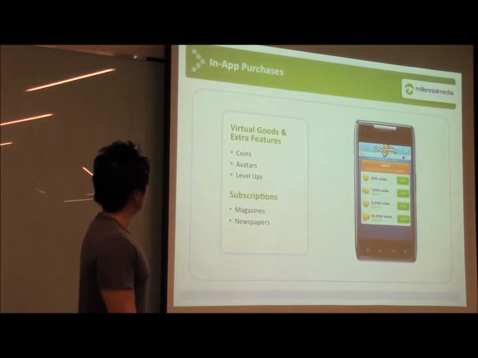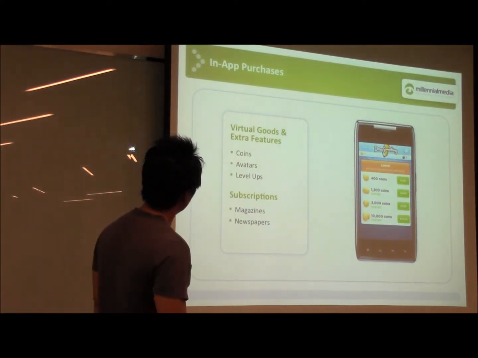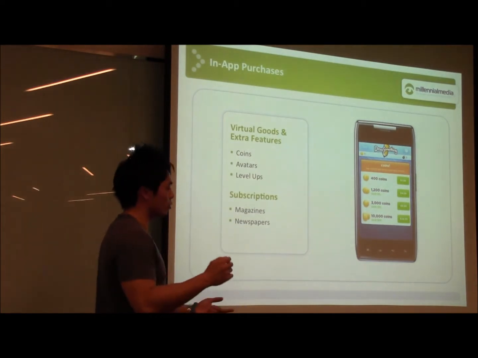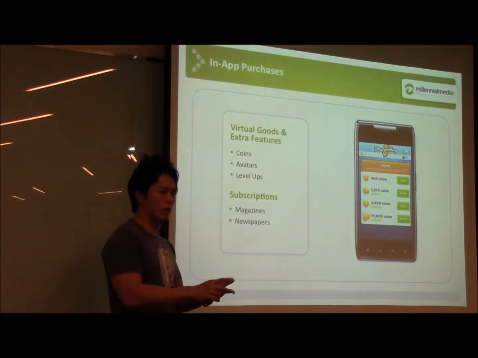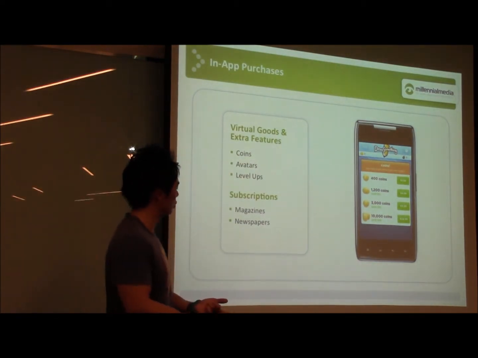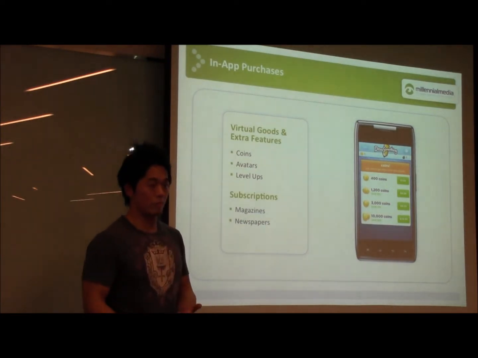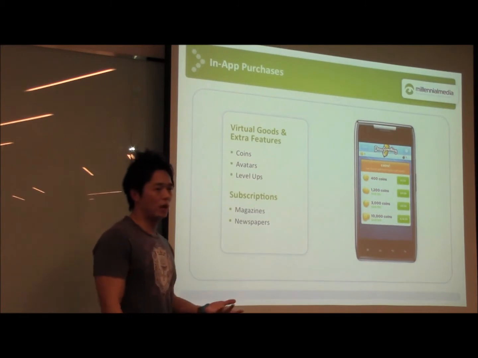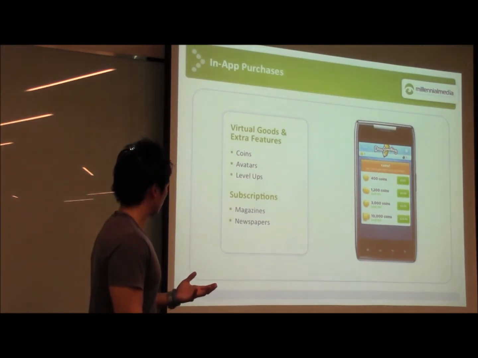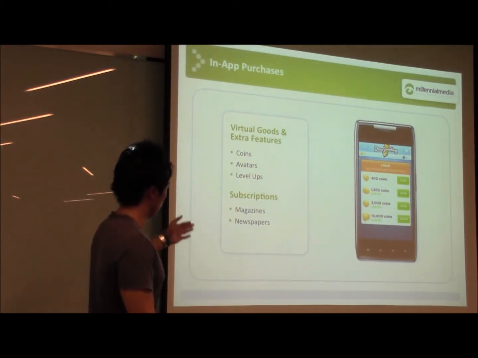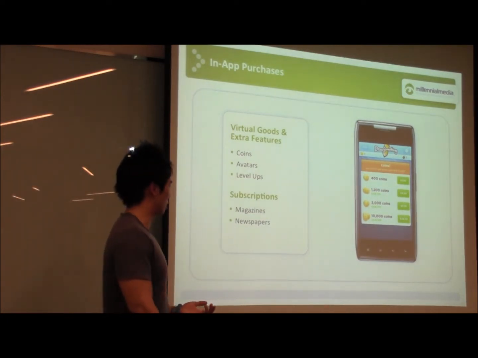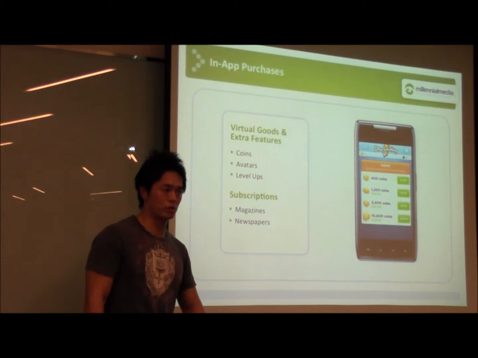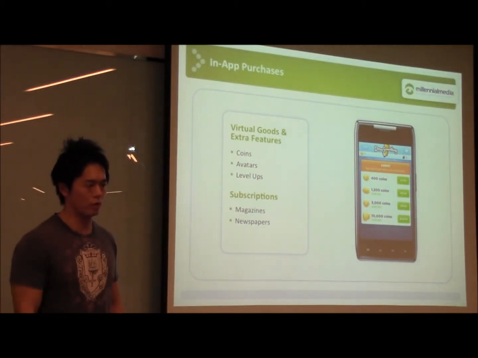Next, let's look at in-app purchase. So in-app purchase, like I said, basically you buy coins, and coins are in-game currencies that you use to purchase in-game virtual items. Or you buy avatars, level ups. And when it comes to subscriptions, magazines and newspapers typically go for in-app purchase because it's a recurring revenue for them.